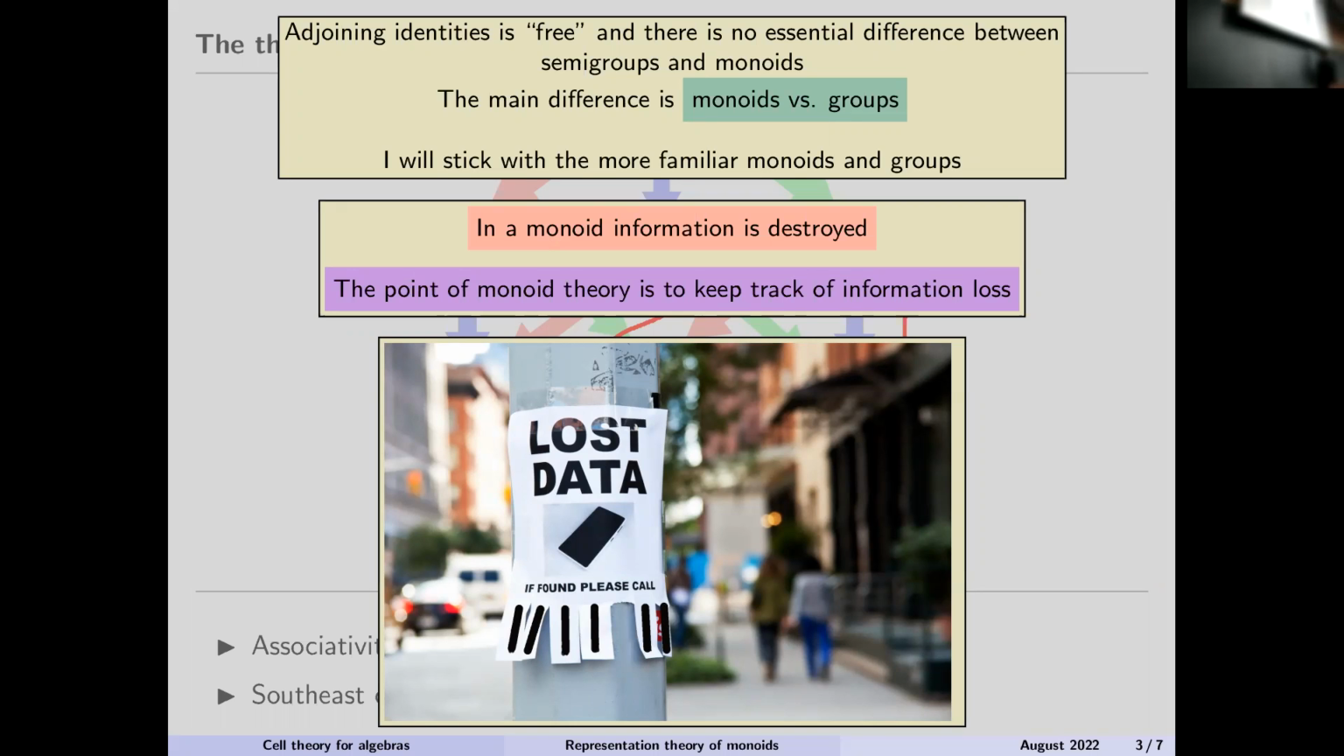Kind of connected graph, you jump from everything to everything else, and in the monoid, that meant you do. That's the whole point for monoids. You don't have inverse elements. What you need to do is keep track of the information loss. And cell theory is nothing else than doing that for you. That's basically it. And I'm going to show you how that works.